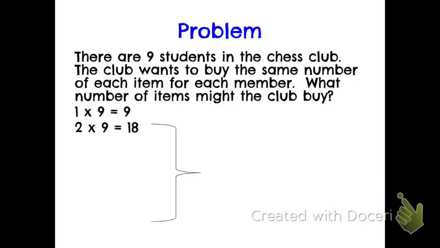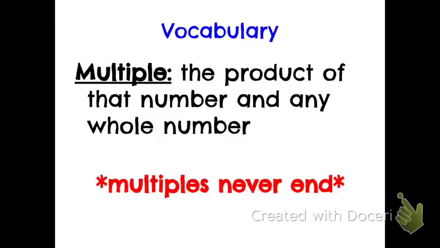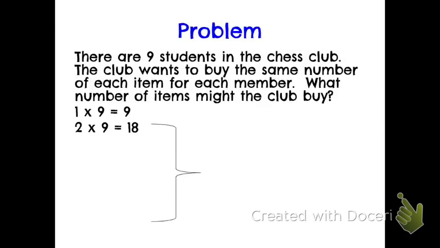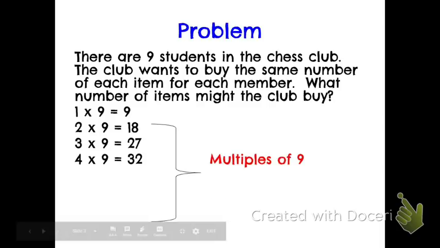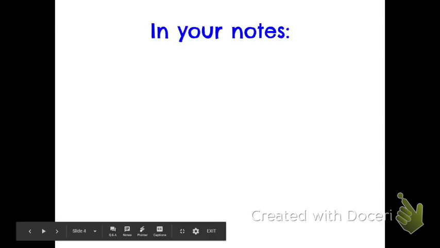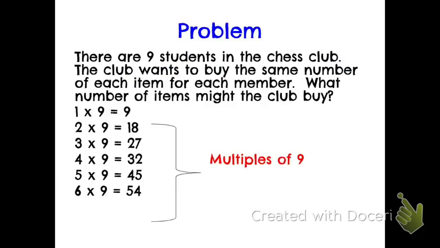Just like we just said, the definition of a multiple was the product, which we know is the answer to a multiplication problem, of that number and any whole number. When I look at this, 1 times 9 is 9, 2 times 9 is 18. The product is the answer to a multiplication problem. So all of my answers when I am multiplying times 9, so 9, 18, 27, 32, 45, 54, those are all the multiples of 9. So those are all examples of what number of items the club might buy.